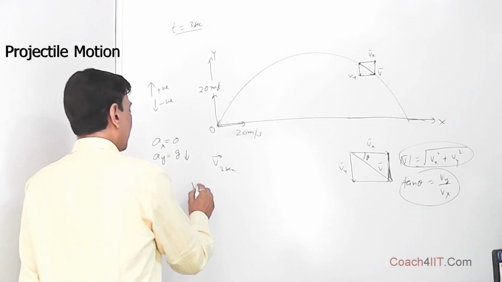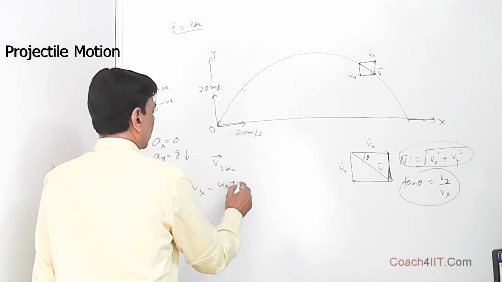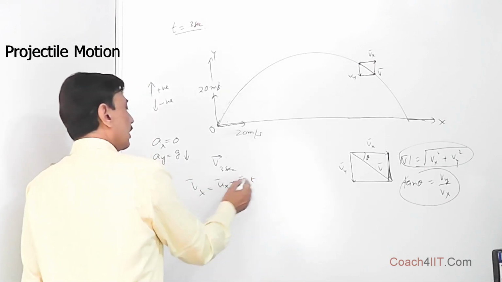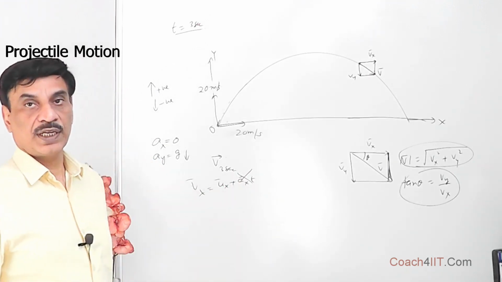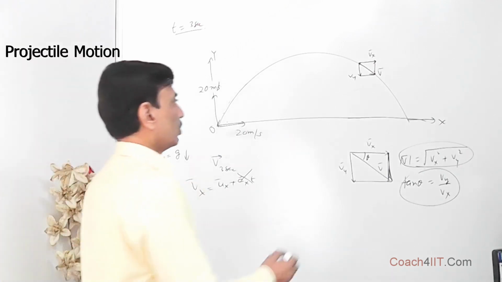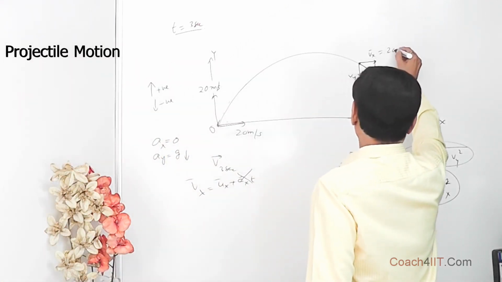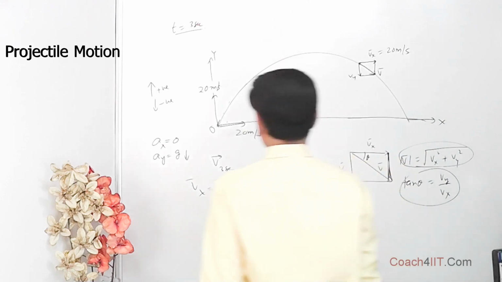So if we say vx is equal to ux plus ax into t, and ax is equal to 0, the velocity along the x-axis all the time is going to be 20 meter per second only. So this is going to be 20 meter per second here also, all the time.